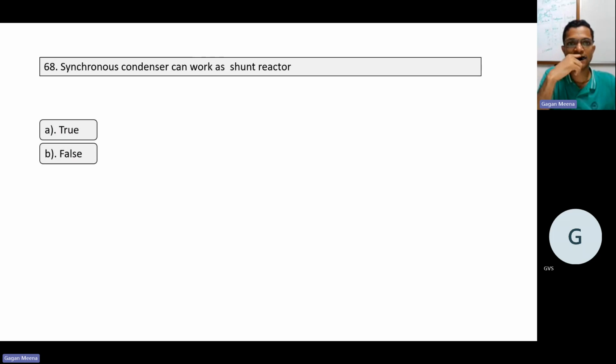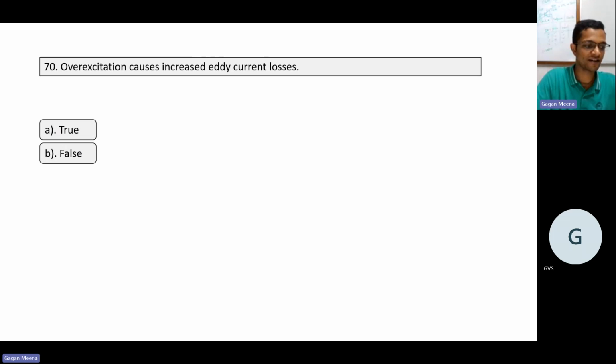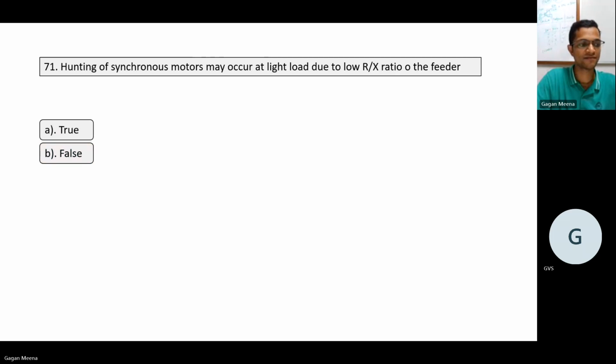Synchronous condenser can work as a shunt reactor. Yes, it can operate both as a reactor and as a capacitor. When overexcited, a synchronous machine works as a source of reactive power. Yes, underexcited, it becomes a sink. Overexcitation causes increased eddy current losses. No. There are some other problems associated with overexcitation.